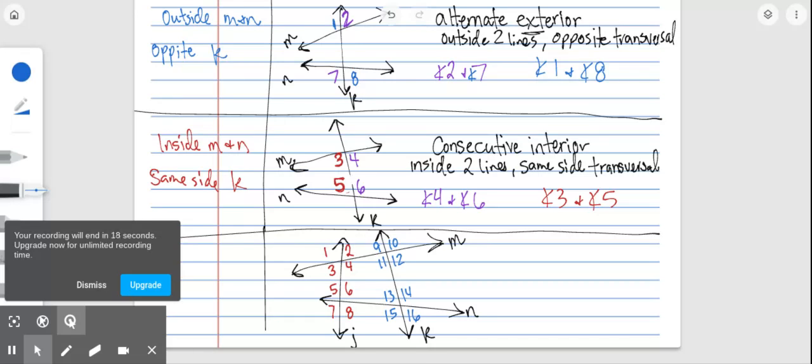So what I do is when I'm looking at a specific transversal, I cover the other line with my hand so that I can only see the angles that are represented by one of those drawings.